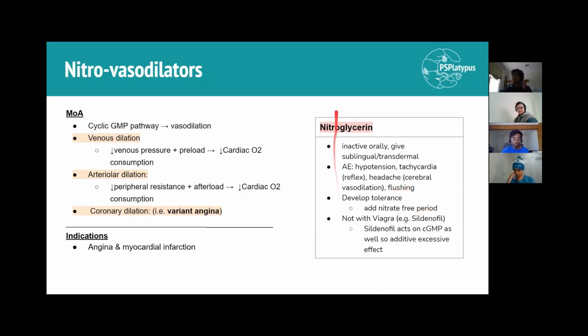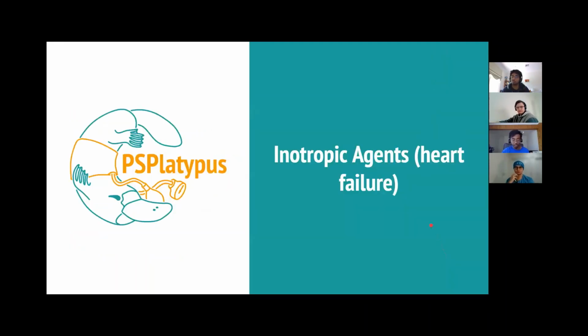Okay, one thing is that it can develop tolerance, so you want to have nitrate-free periods. And a specific contraindication is Viagra or sildenafil, because it acts on the cyclic GMP system as well, so it will have a pretty additive, excessive effect. Okay, so those are the 3 drugs for angina. Now we're going to talk about inotropic agents, which is stuff we're going to talk about for heart failure.